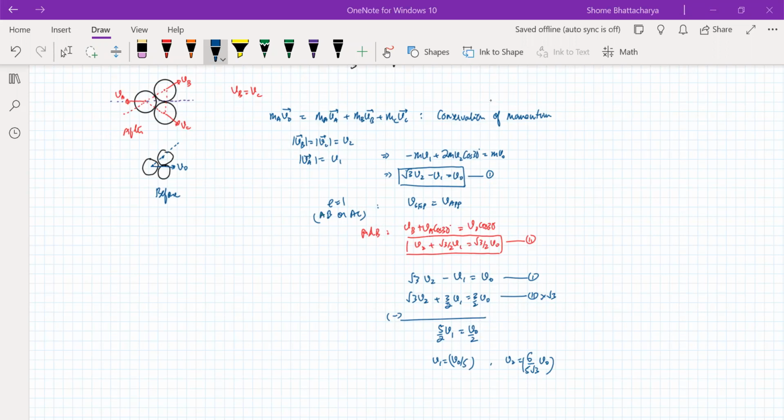So now you can also check that if you look at the total kinetic energy of the system, finally, it's basically half mv1 square for A plus 2 times half mv2 square for B and C. You check that will come out to be half mv naught square. You put these values.